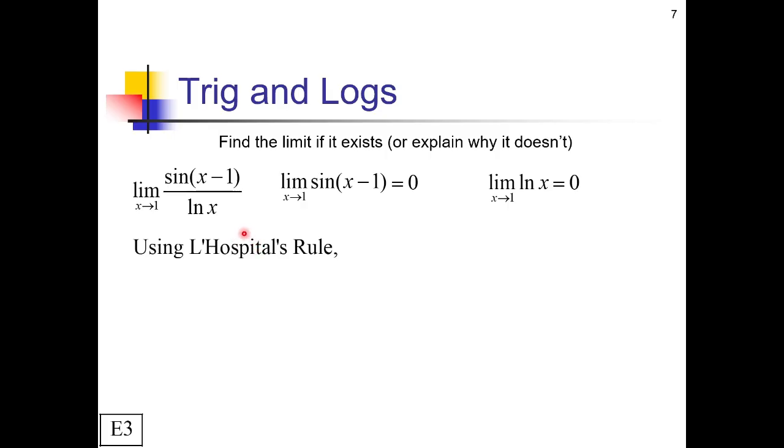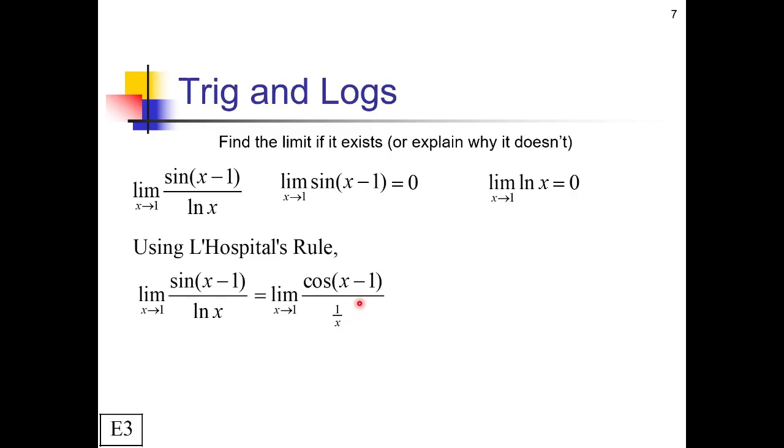So just like before, let me rewrite my original limit. And what is this going to equal? Well, I've got the limit as x approaches 1 of the derivatives now. So the derivative of my numerator is going to be cosine of x minus 1. The derivative of the denominator is going to be 1 over x. And if we're going to plug in 1, we could do that here, and that would be fine.